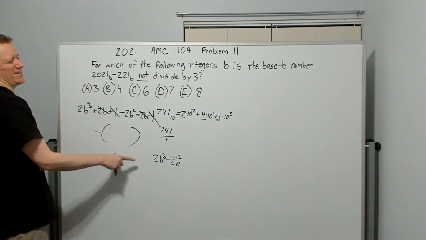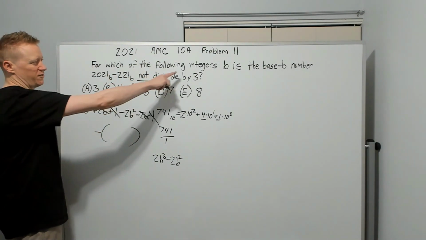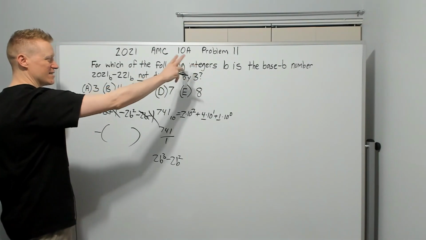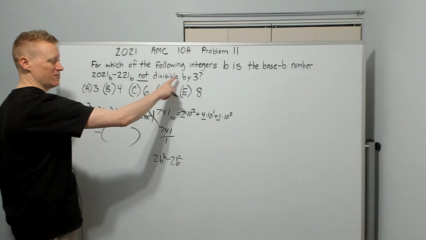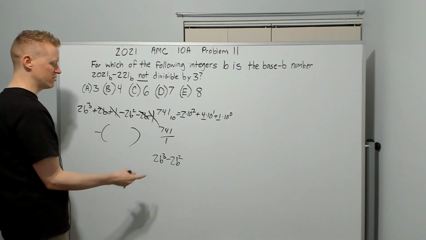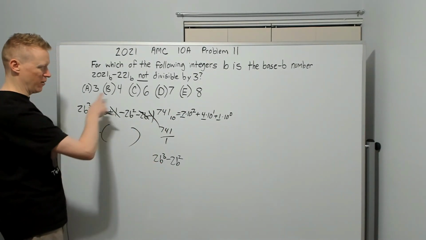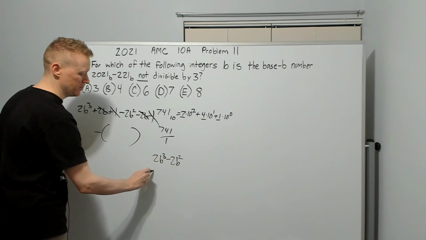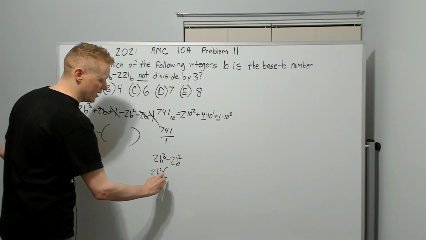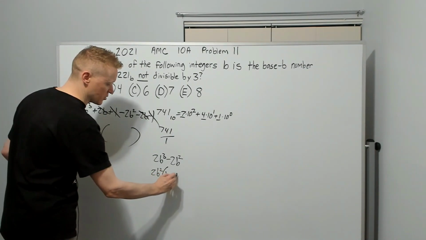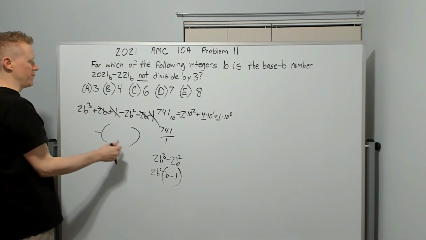Okay, let's go back and see what we're trying to do. We want to know for which of the following integers b this number, which is now written in base 10, is not divisible by 3. Well, you could plug in the answers right now, but let's go ahead. I see a 2 and a b squared. Let's pull out 2 times b squared, and then it would be b minus 1. That might be easier to think about, in my opinion.